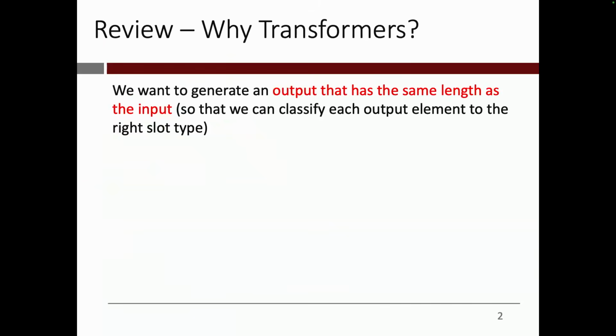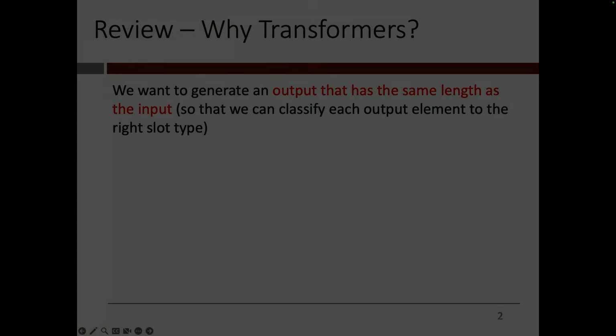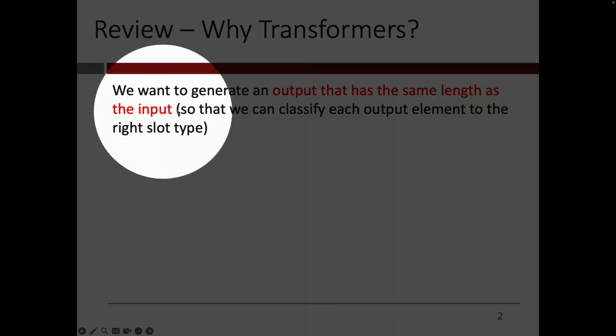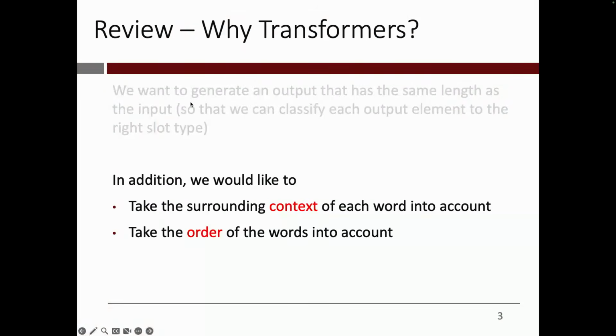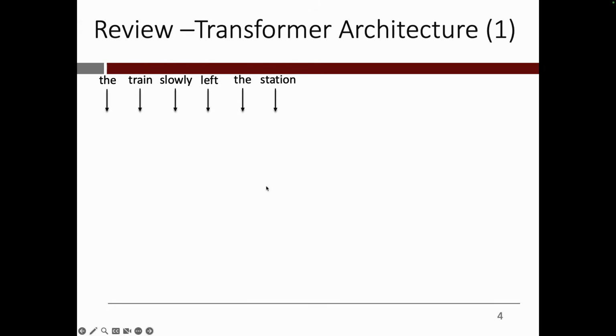Okay. So a quick review. Why do we want transformers? Because we want an architecture that can generate output that has the same length as the input. Number 2, we want to take the context into account, and we want to take the order into account. And as you saw last time, the transformer architecture delivers on those 3 requirements.